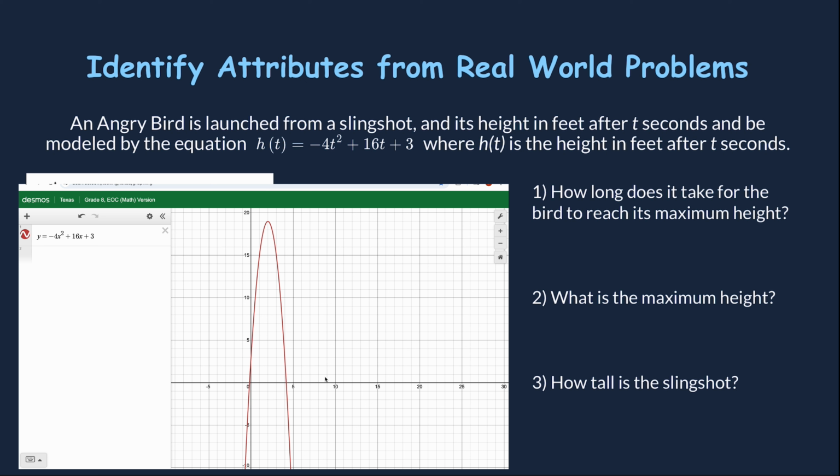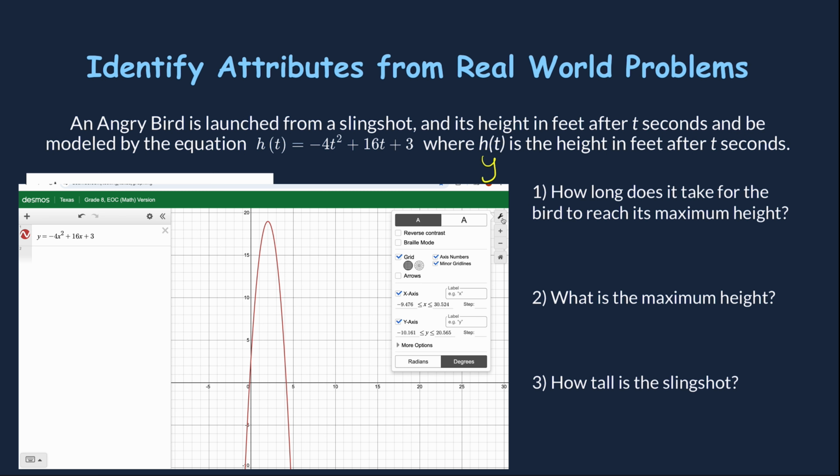And then back in the notes here, we see that h of t, which we just replaced as y, is the height, and it's given to us after t seconds. So t is my independent variable here. It's going to be on my x-axis. So I can even type this in. My x-axis is going to be my time, and that's going to be in seconds. And then my y-axis is going to be my height, and that's in feet.